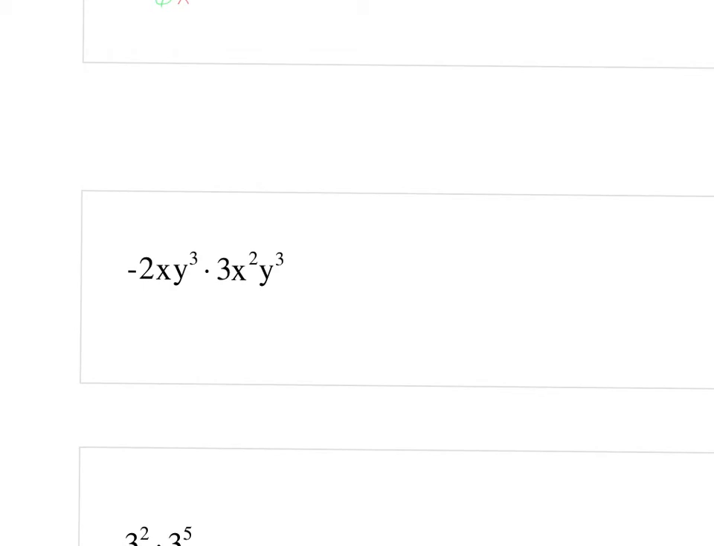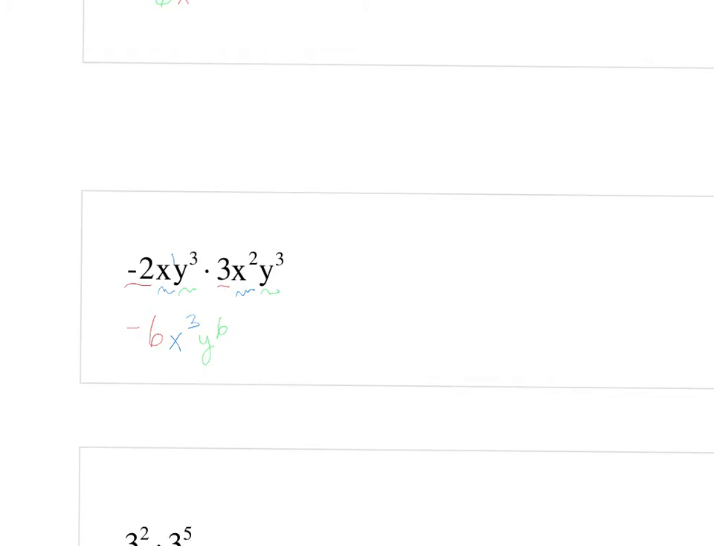In this problem, you could see we not only have coefficients, but we have different variables, different bases. And so I'm going to take my coefficients first. Negative 2 times 3 is negative 6. Then I'm going to look at my x's. I have an x to the first and an x to the second. So 1 x here and 2 here. That's x to the third. And then my y's, I have y to the third, 3 y's, and I have y to the third, 3 y's, and that's y to the sixth.